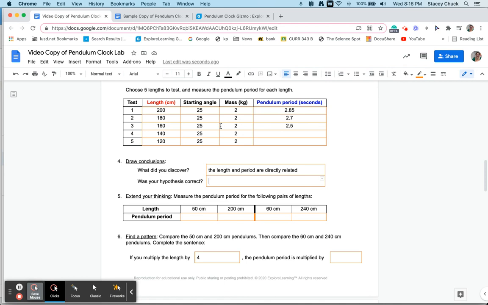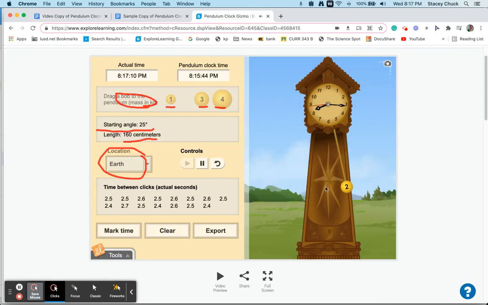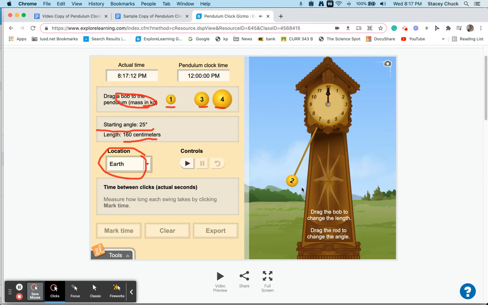Measure the pendulum period for the following pairs of lengths, 50 and 200, 60 and 240. So we already have the 200 of 2.85. I'm just going to do 2.8 here because most of our numbers are going to be only one decimal place. And then for 50, we would run that test again. So pause, reset, drop it to 50 centimeters. Wow, that's really short. Okay, I don't even know if I can see that.